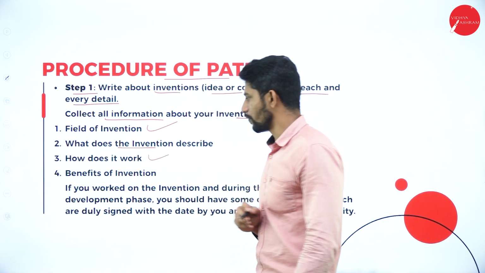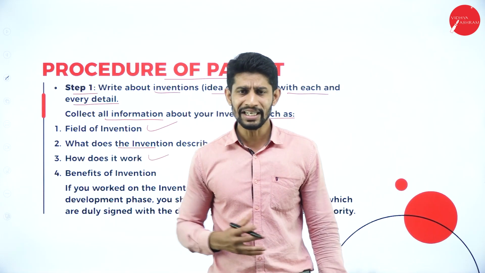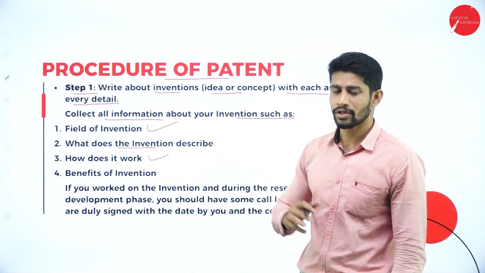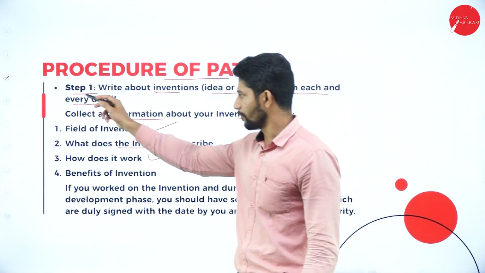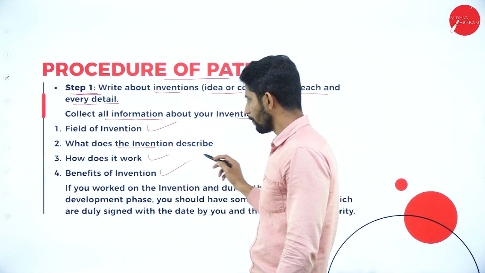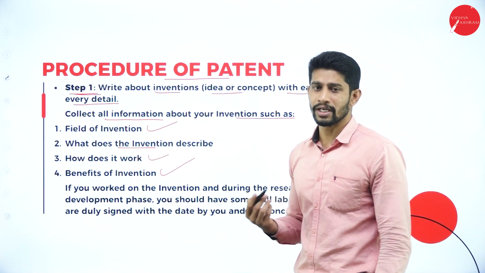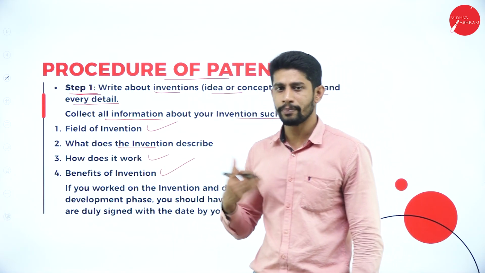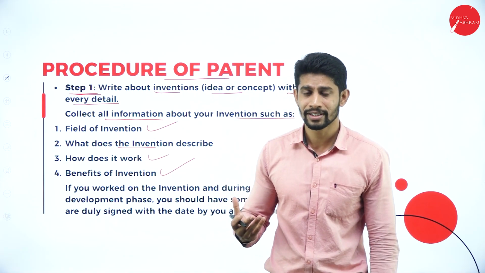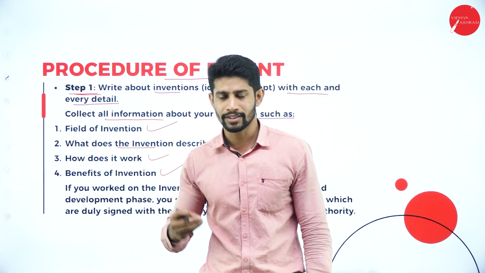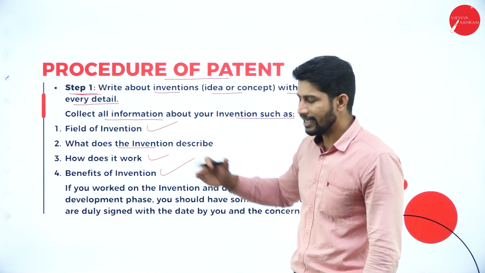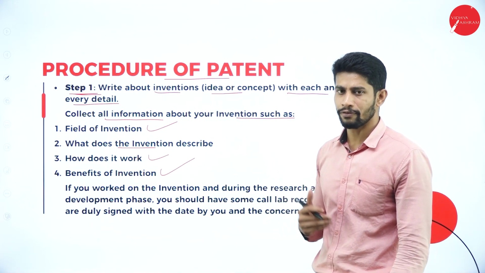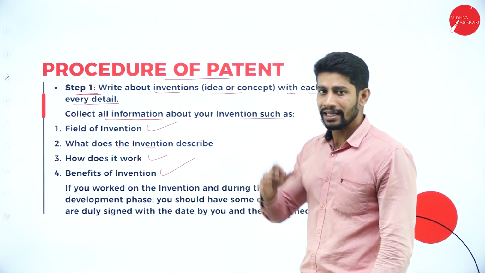And how does it work? In case if you are going to invent a product, manufacture a product, in what way it's going to work, about that you are supposed to write down in detail in step 1. And also benefits of inventions, that means what all the benefits we have in case if you invent that product, what benefits the society will get, what benefits the government will get, what benefits the world will get if you invent that product. About this all you are supposed to give detailed information in writing in step 1 in the procedure of getting a patent for a particular invention.